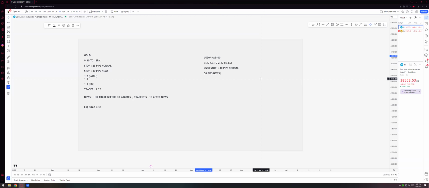So as I said, 50 pip stop loss on news days is the same thing, 10 pips more. On NAS it's going to be 30 pips stop loss on normal days, and 40 pips on news days. We're going to do the same thing: 1 or 2 minimum, 1 or 3 ideal, 1 or 1 break even. Trades a day, 1 trade or 2 trades maximum. And we're not trading 30 minutes before news, and waiting 5 to 10 minutes after the news.